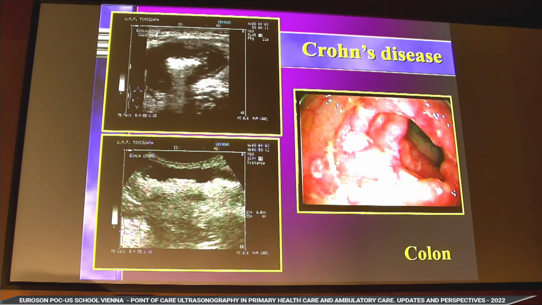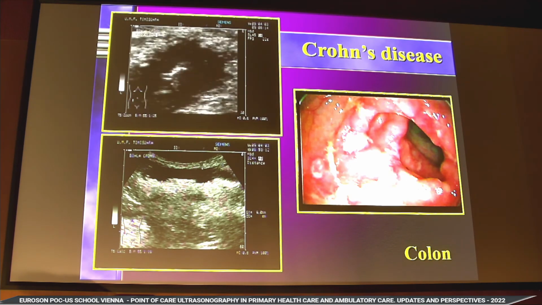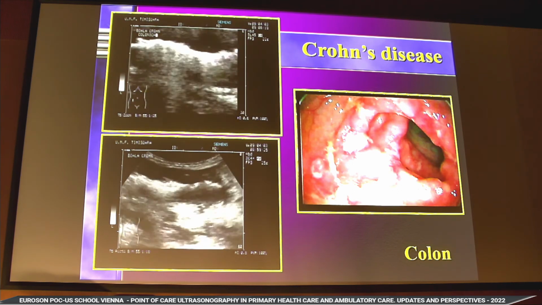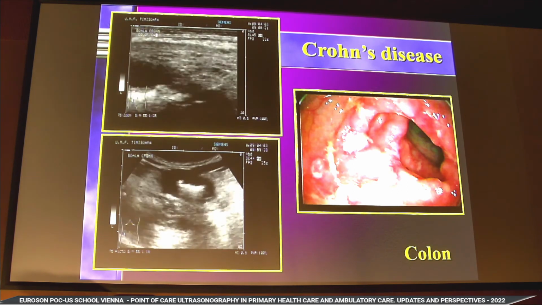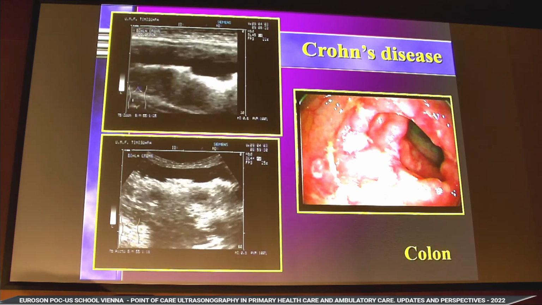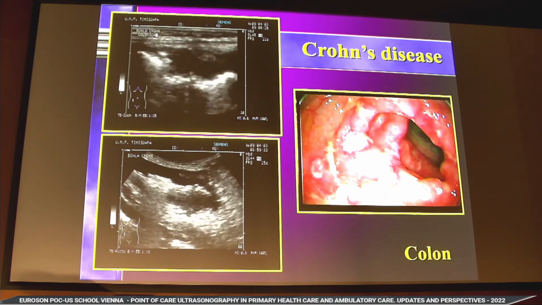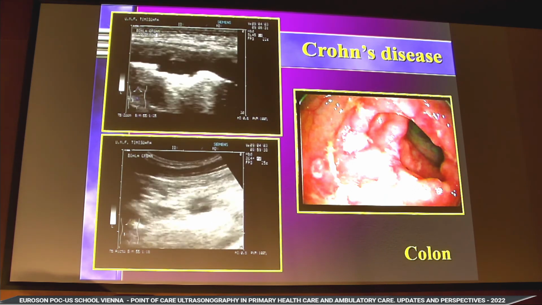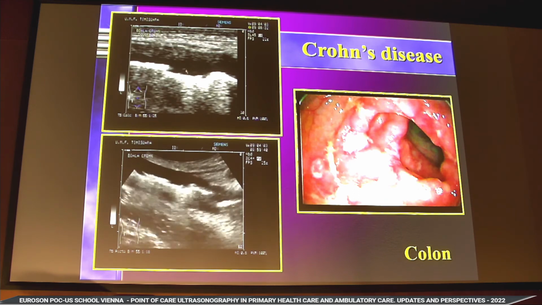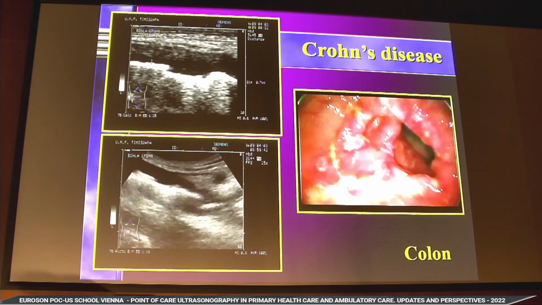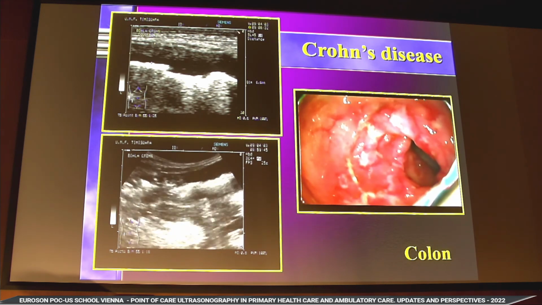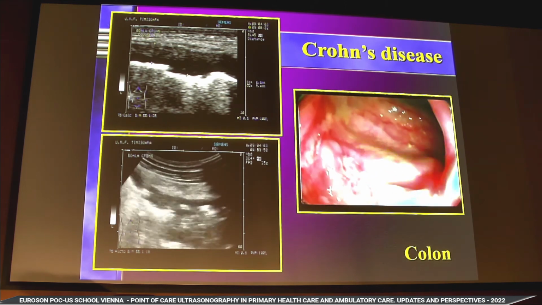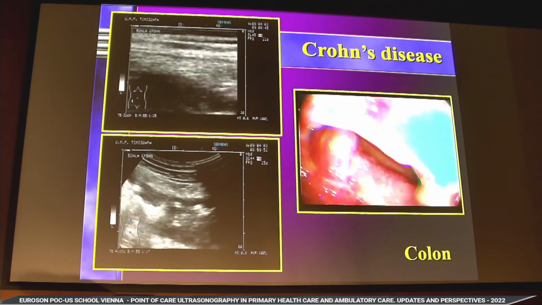Okay, then we go to Crohn's disease. Here we have some ultrasound examinations. This is with a linear probe, this is with a convex probe. What you can see is a very enlarged wall. Here it is approximately 10 millimeters, the anterior and posterior wall, and the air inside, the white one. Okay, and here we have the endoscopy aspect of Crohn's disease with a lot of ulceration in the colon.